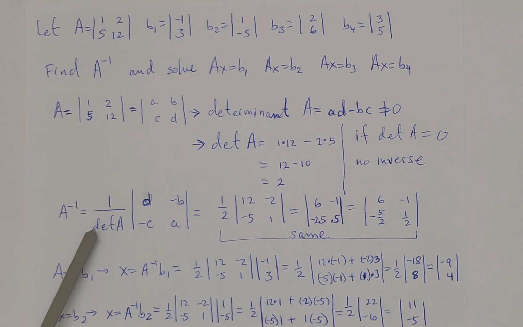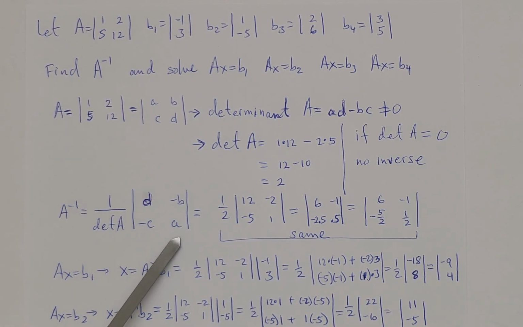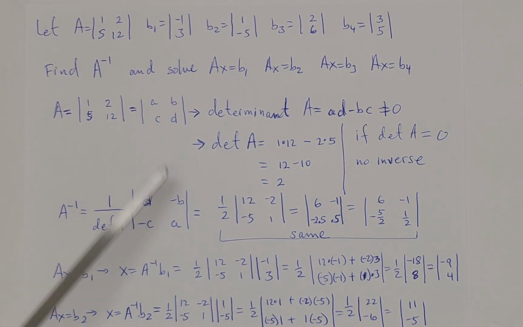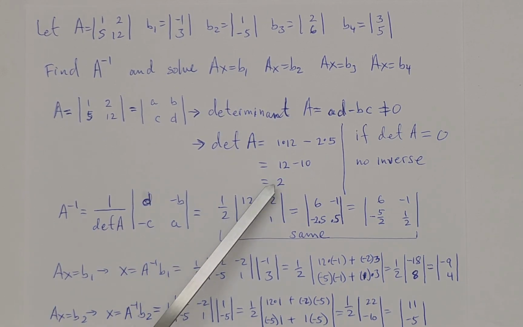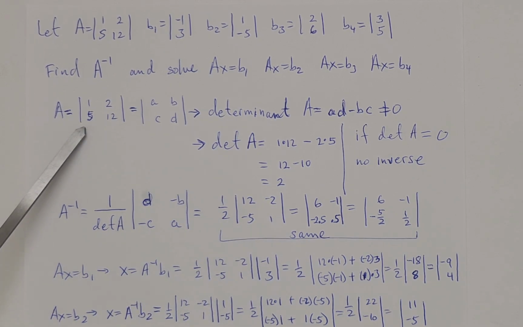So 1 over the determinant of A. A and D are switched. B and C stay, but put the minus on them. So 1 over 2, because our determinant is 2. Switch the A and the D, so this is our A, this is our D, switch. So 2, 1, 2 and 5 will stay, but put a negative on it.